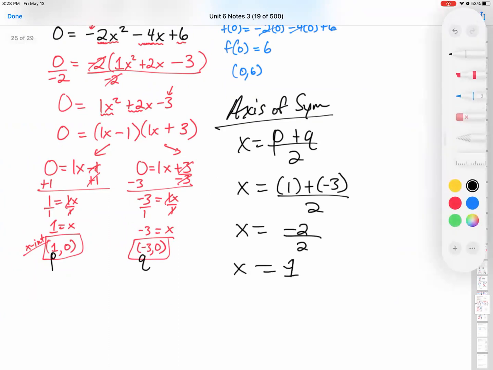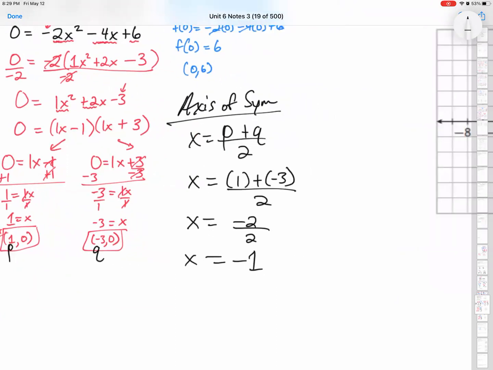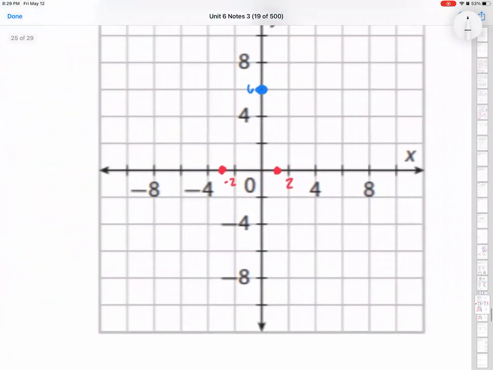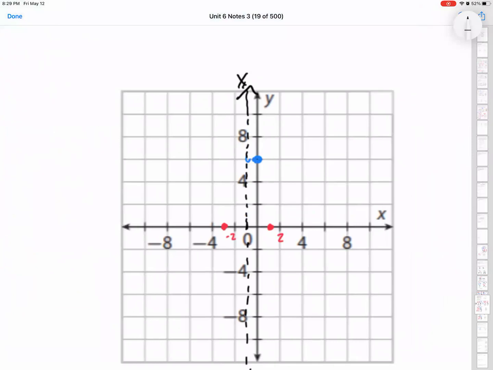So let's redo that guy. Equals negative 1. So our axis of symmetry is at x equals negative 1. And boom, axis of symmetry, x equals -1.